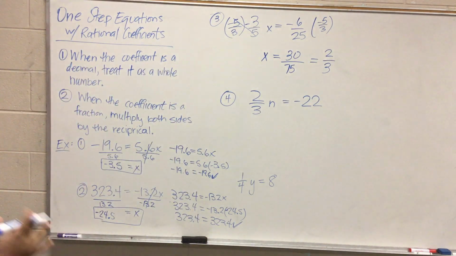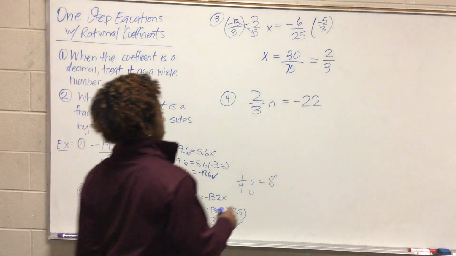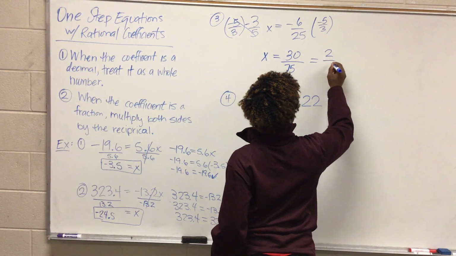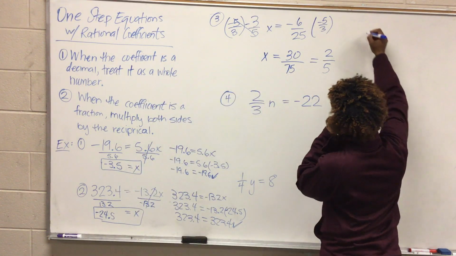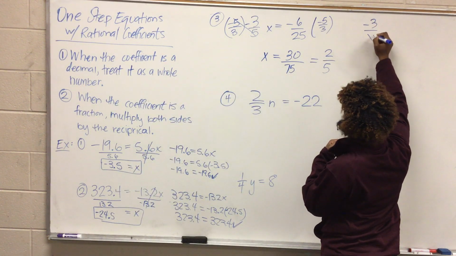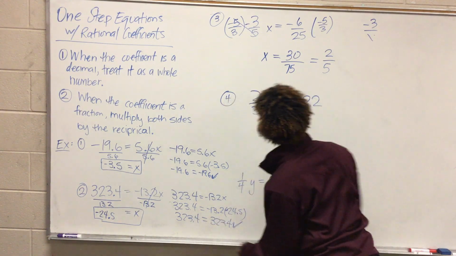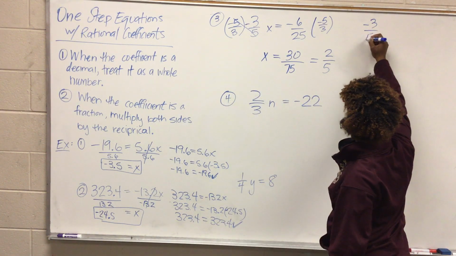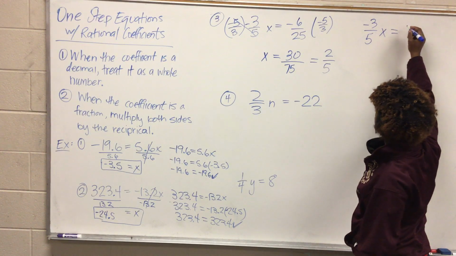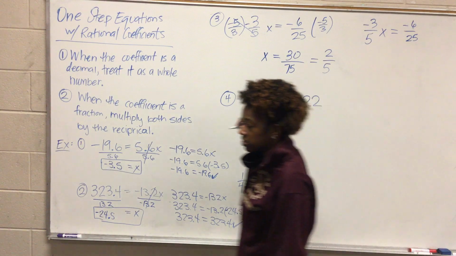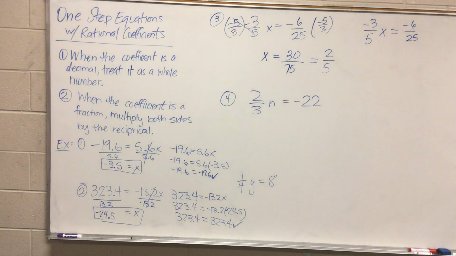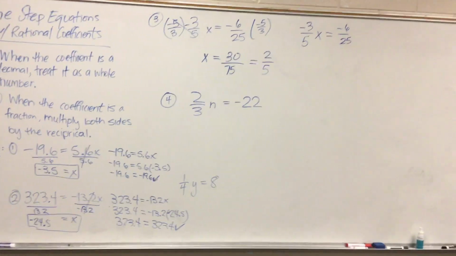Of course, I still need to check my answer. So, I do the same thing. Negative 3 over 5 x equals negative 6 over 25. So when we're doing our solution, the first step is always to rewrite the equation as it is. You want to rewrite the equation as it is.